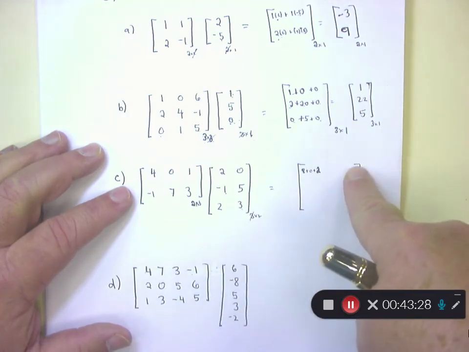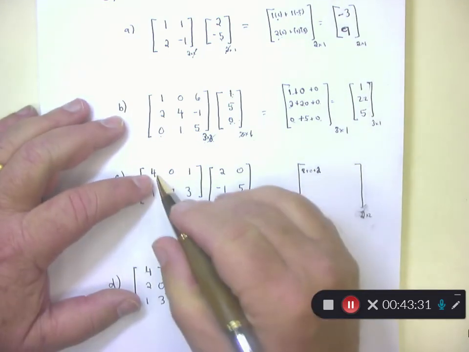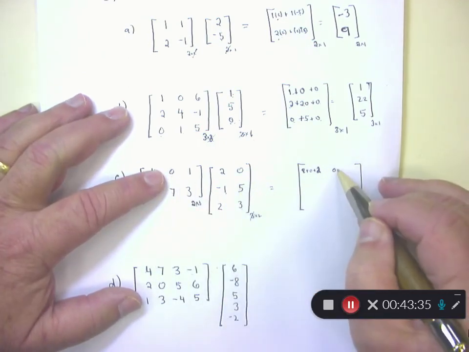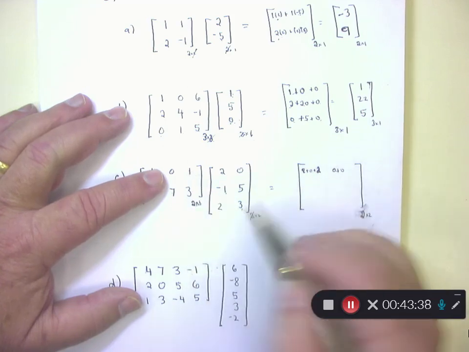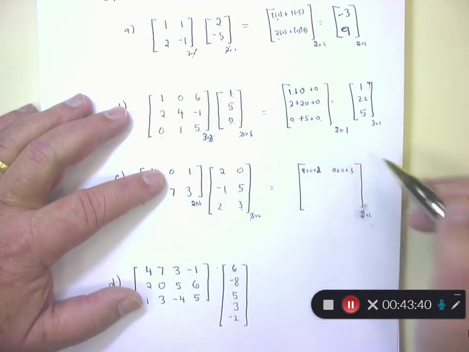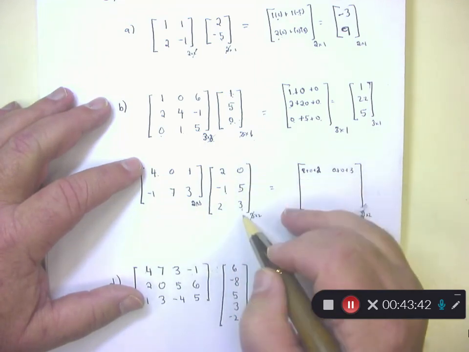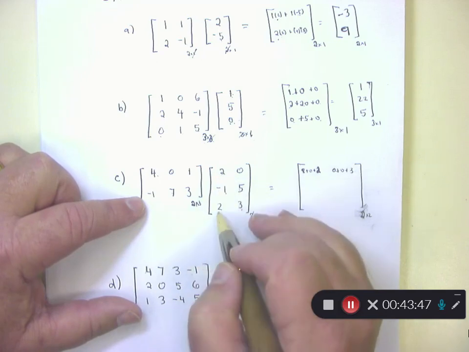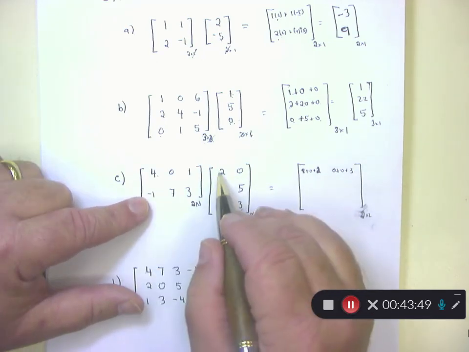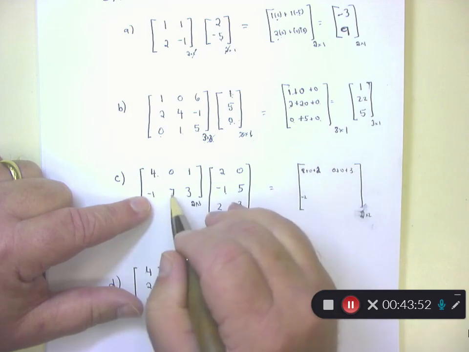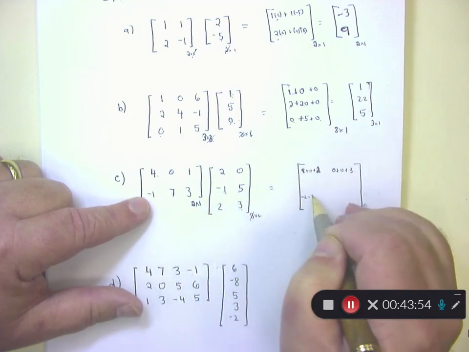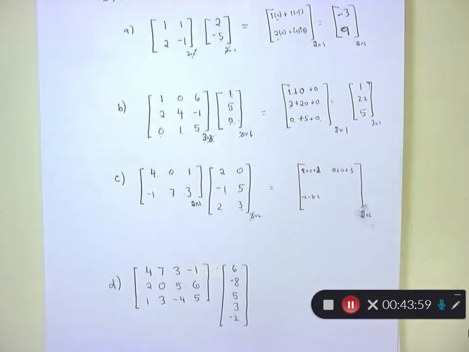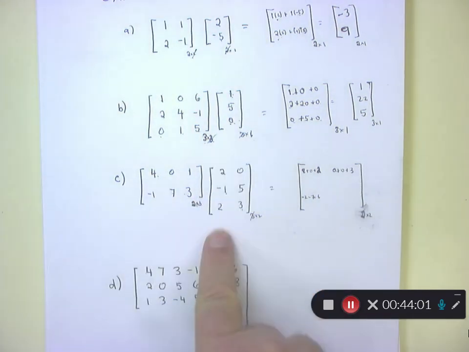Now, first row, second column position. First row, 4 times 0 is 0. 0 times 5 is 0 plus 0. And 1 times 3 is 3. First row, second column position. That lines up. Second row, first column position. -1 times 2 is -2. 7 times -1 is -7. 3 times 2 is 6, plus 6.